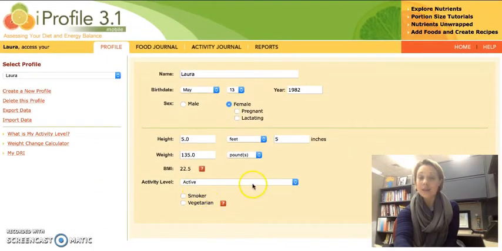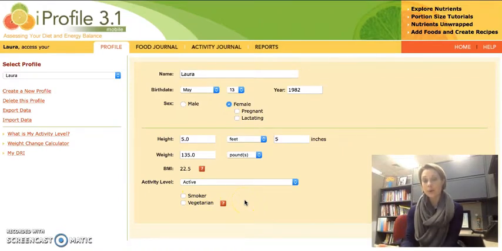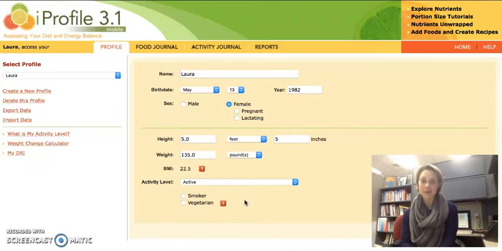And then you can also click on whether you're a smoker or a vegetarian. Smokers actually need a little bit more vitamin C because they're putting a lot of oxidative stress on their body through smoking. And vegetarians need a lot more of certain vitamins and minerals just because they're not absorbed quite as well from vegetarian sources versus from animal sources.